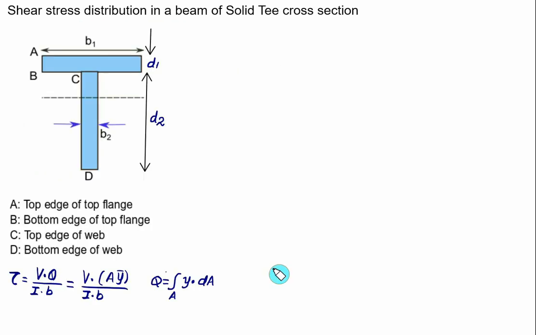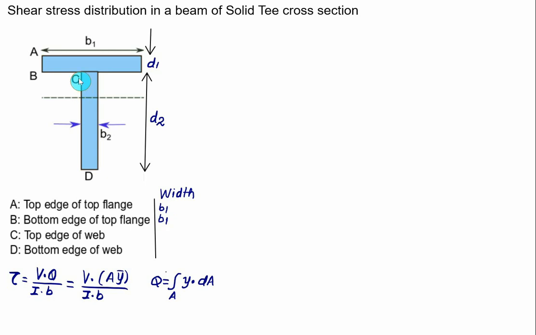Now let's consider a solid T section. The T section consists of one flange and one web. Here we'll consider fiber A. Fiber A is the top edge of the top flange. Fiber B has a width equal to B1, as well as fiber A, which has a width equal to B1.